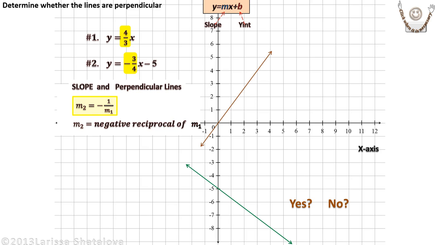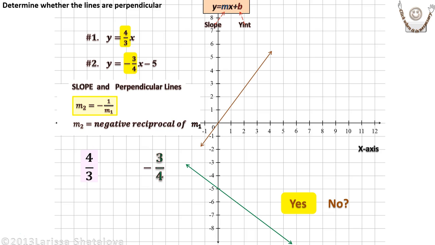Now, analyze. First slope 4 over 3, and second is supposed to be the negative reciprocal of the first one, so we have to use the first one upside down. So second slope is supposed to be negative 3 over 4. Do we have negative 3 over 4? Yes, we do. This is why our answer for these 2 equations: yes, these 2 equations represent 2 lines and they are perpendicular.